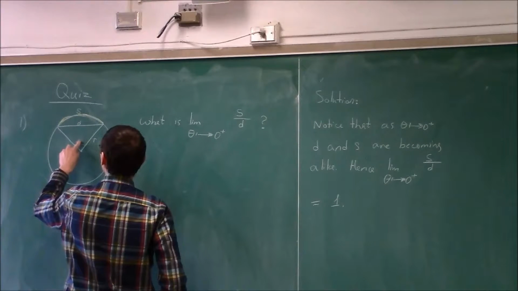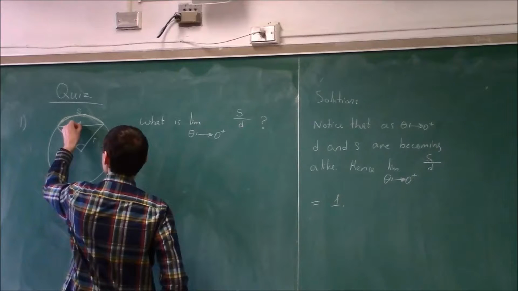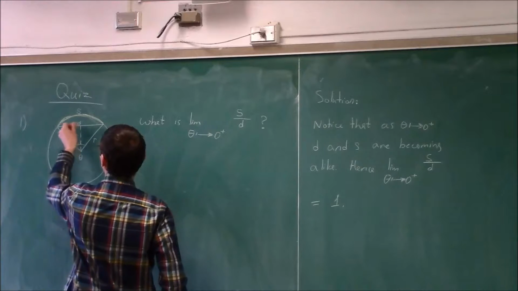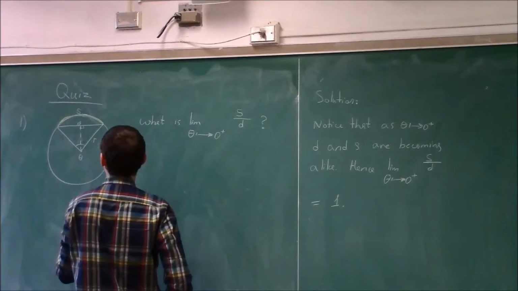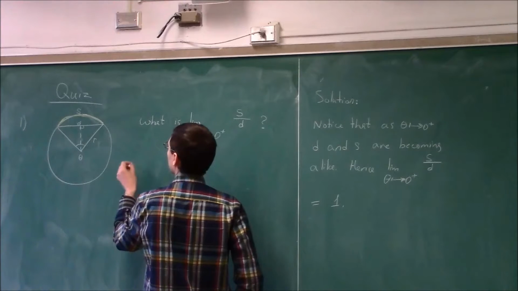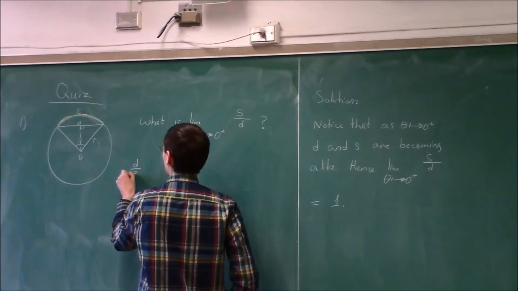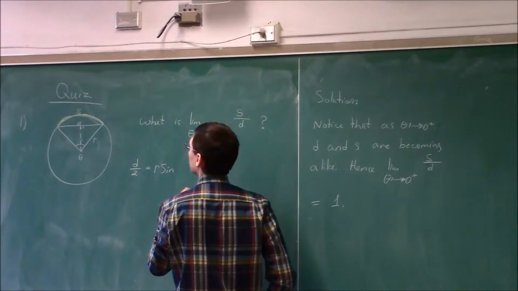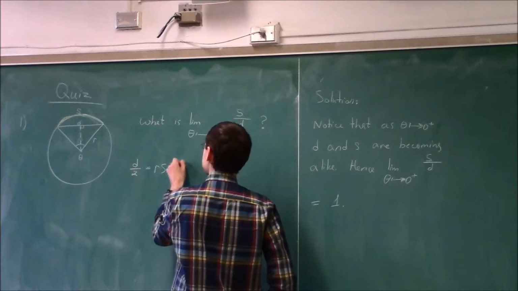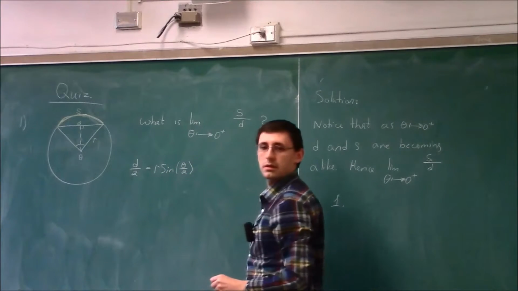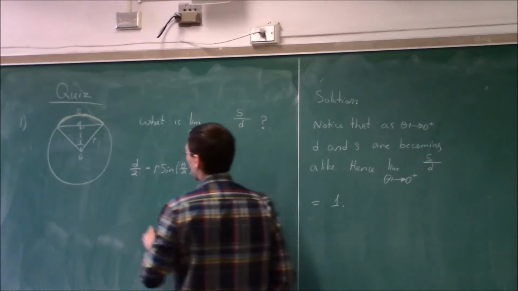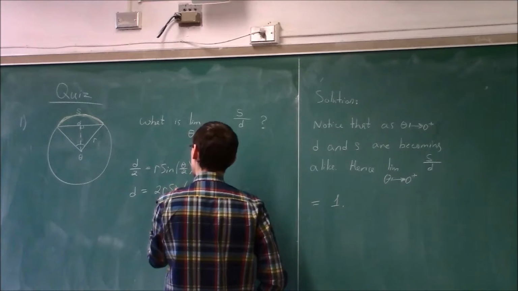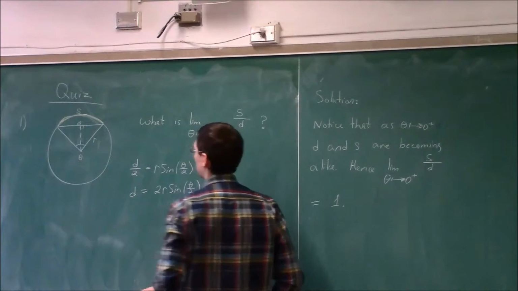If you want, you can do something like this. So this is the angle theta, and I cut it in half. And I observe that this is a right angle. So I can observe here that d divided by 2 is equal to r sine of theta divided by 2. And that means that d is equal to 2r sine theta divided by 2.